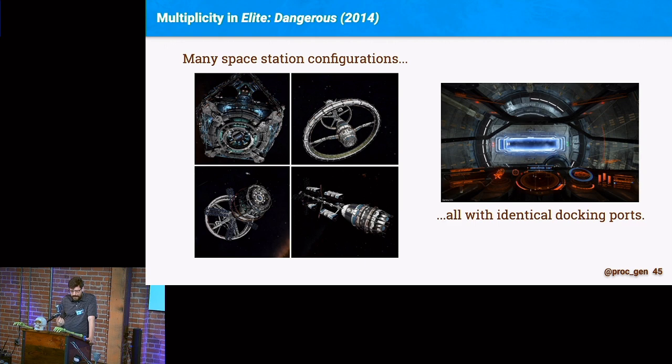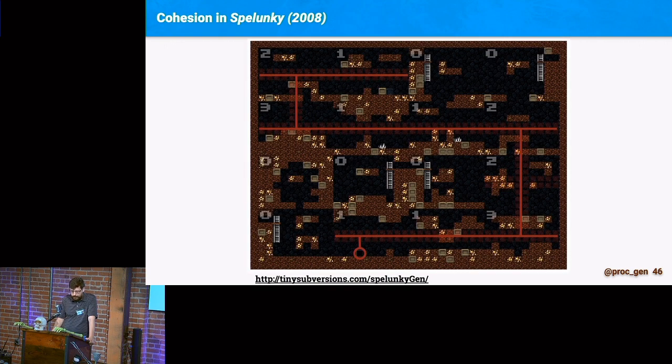So finding a balance between those for your particular generator can be important. Cohesion, I talked about how Spelunky's generator guarantees that the different elements fit together. Spelunky always has a cohesive level because it's not allowed to place things that don't fit in with the other ones.